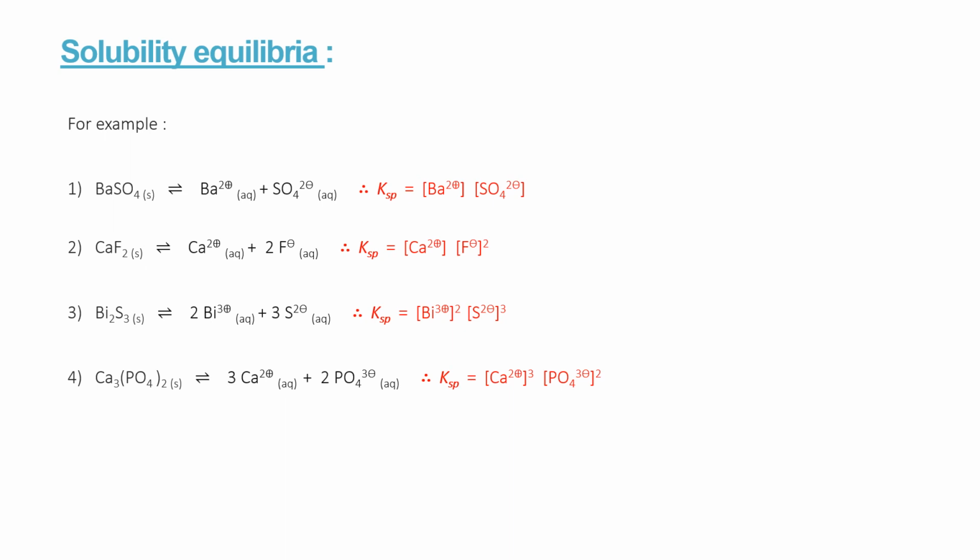As per our definition, when you take a saturated solution of a sparingly soluble salt, the product of the equilibrium concentrations of the constituent ions raised to the power equal to their respective coefficients in the balanced equilibrium expression at a given temperature is the solubility product. These examples explain how you apply the solubility product to sparingly soluble salts in their saturated solutions.